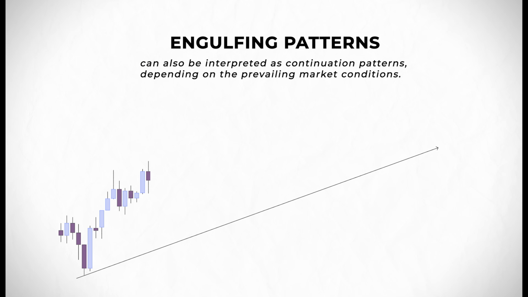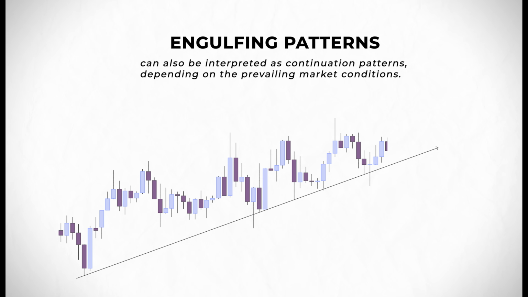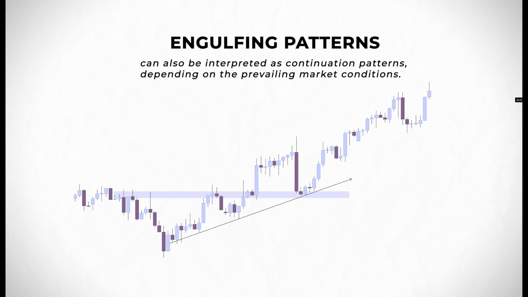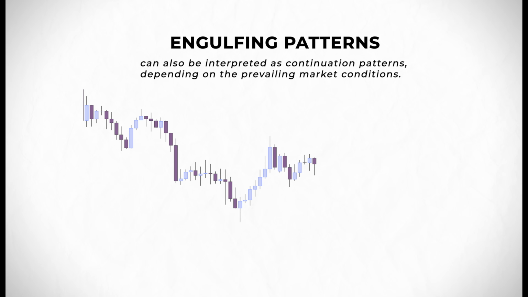However, it's important to know that engulfing patterns can also be interpreted as a continuation pattern depending on the prevailing market condition. So for example, a bullish engulfing pattern appearing in the middle of an ongoing uptrend could reinforce the existing bullish sentiment, which suggests the continuation of the upward trend. And this rule works very similarly for a bearish engulfing pattern during a downtrend, which might indicate that the bearish momentum is still very strong and the downtrend is likely to continue.